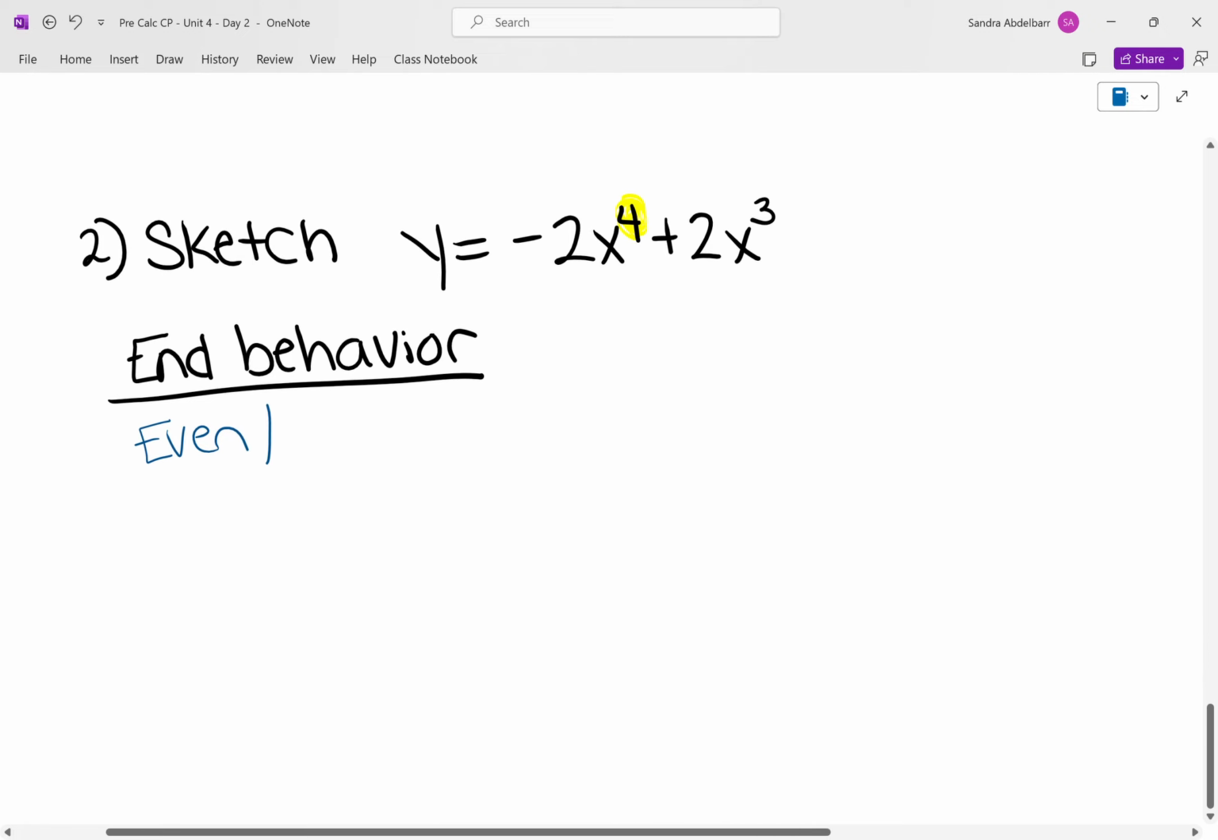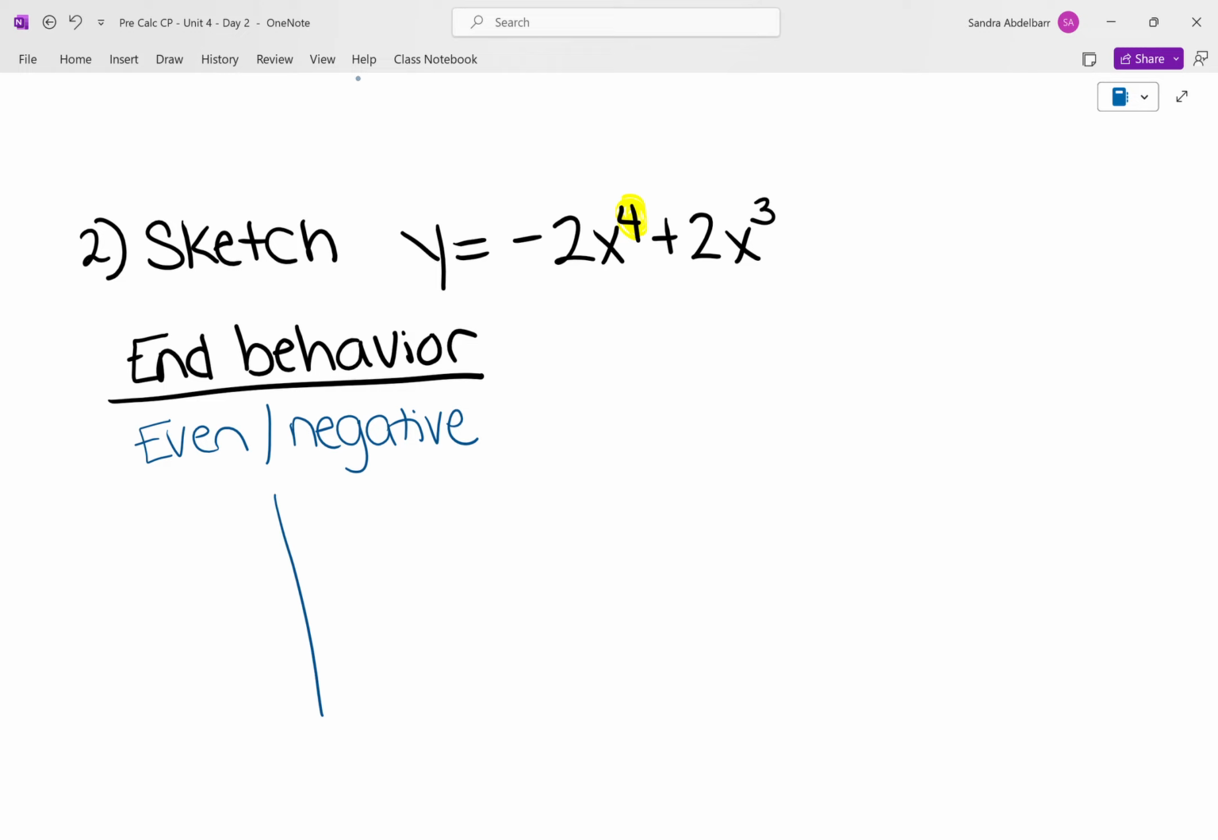All right, so end behavior, we're even. What about the leading coefficient, positive or negative? You look at your highest exponent and the number in front of it. Negative. So when we're even negative, go back to your notes. Where are we starting? Where are we ending? Starting in 3 and ending in 4. You got it. Start in 3, end in 4.